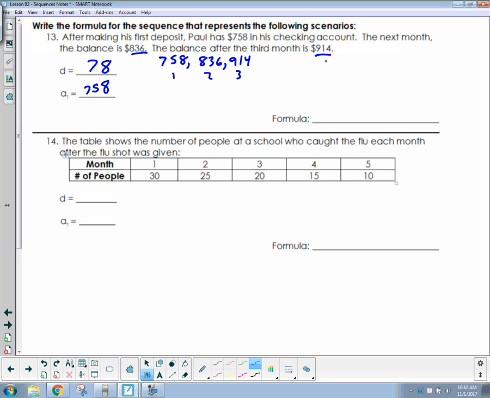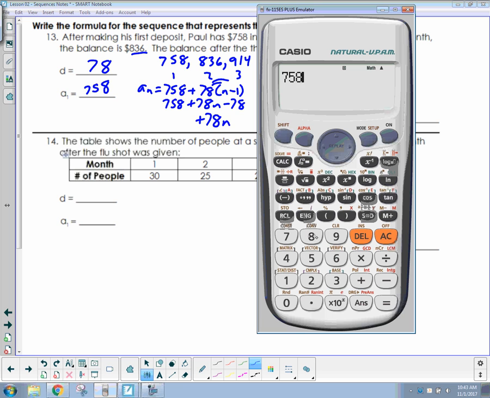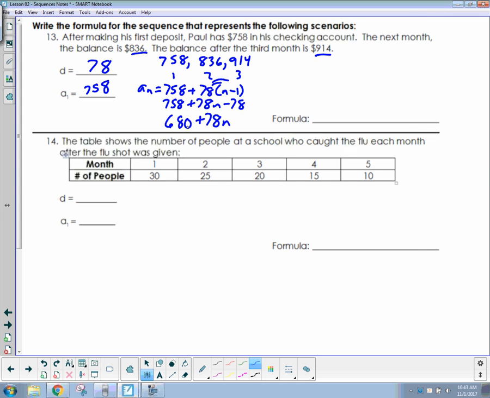Now I'm going to go ahead and simplify it for my formula space here. So distribute, we get 758 plus 78n minus 78. Combine like terms. I'm going to use my calculator again. 758 minus 78, and we get 680. So now I'm just going to transfer that over here to the formula. So a_n equals 78n plus 680. Look how pretty that looks.